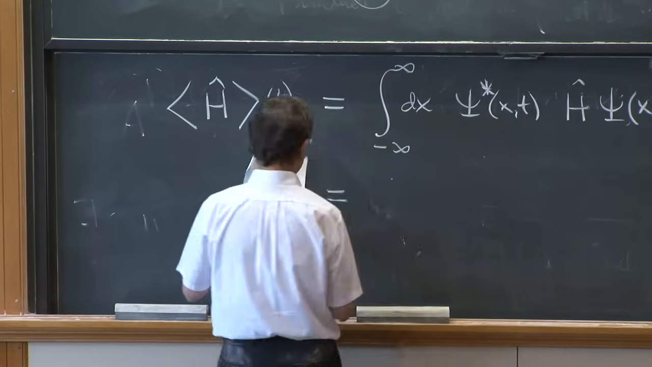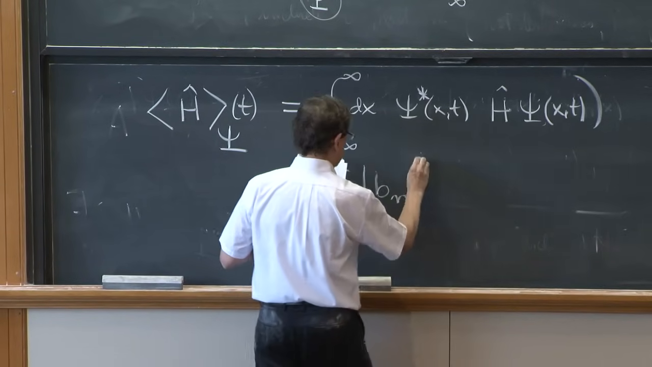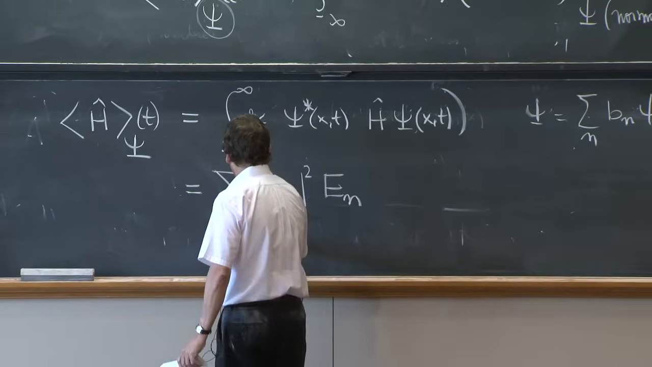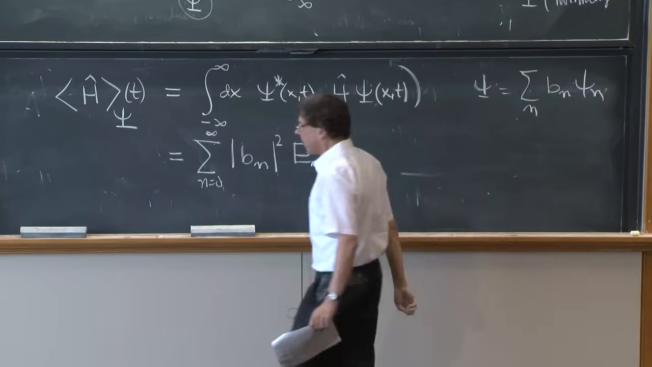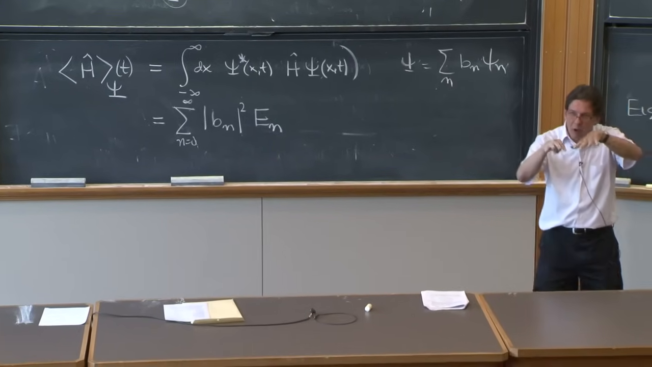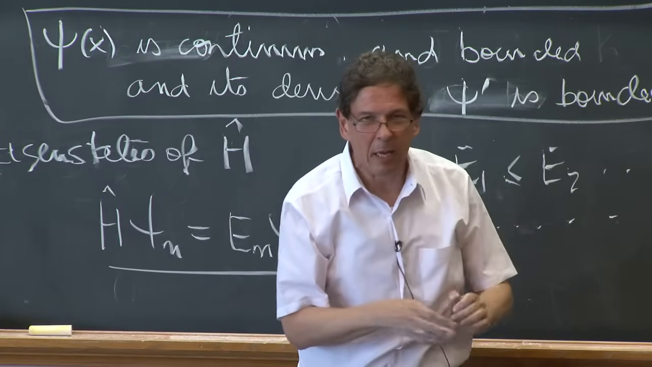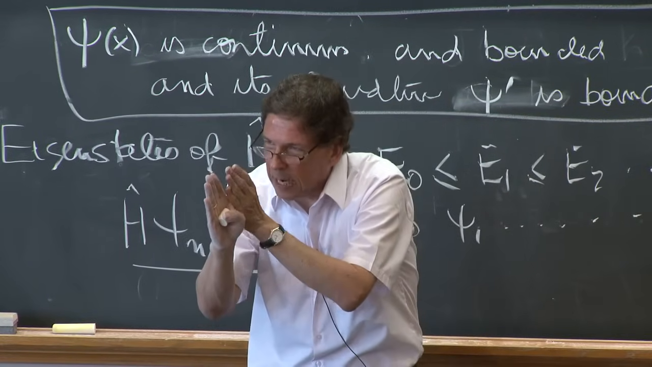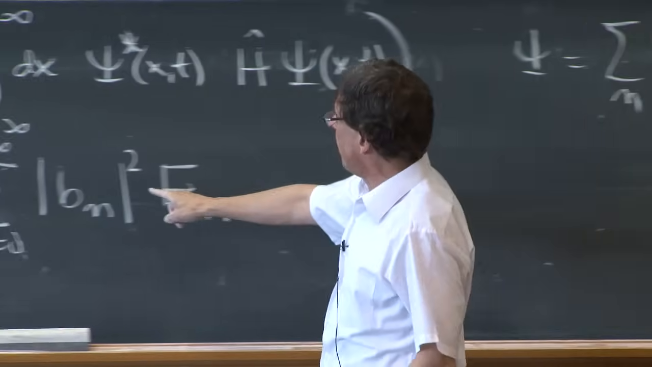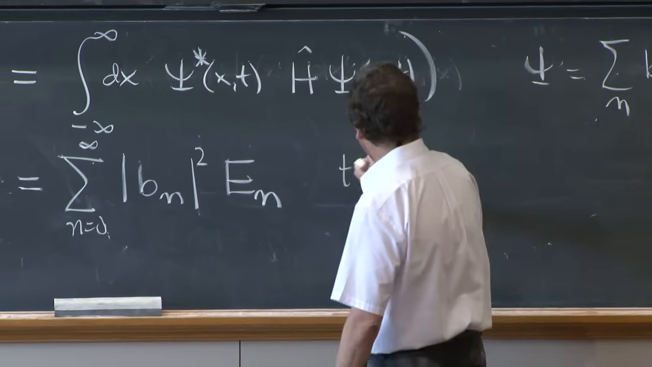So what is the answer here? It's a famous answer. It's the sum of b_n squared E_n. So you get the expected value of the energy. It's a weighted average over all the stationary states that are involved in the state that you've been building. So your state has a little bit of psi 0, psi 1, psi 2, psi 3, and for each one you square its component and multiply by E_n. And this is time independent.